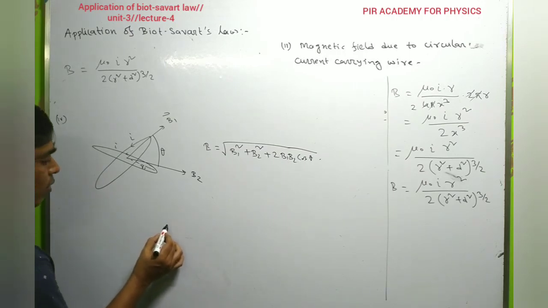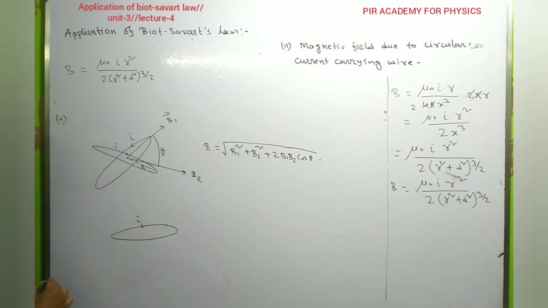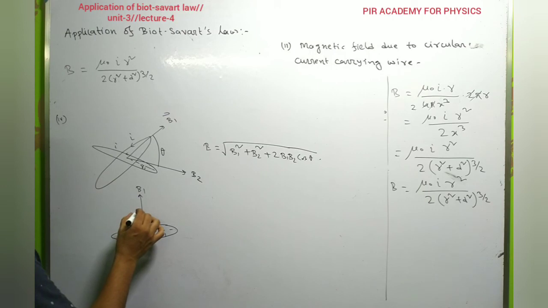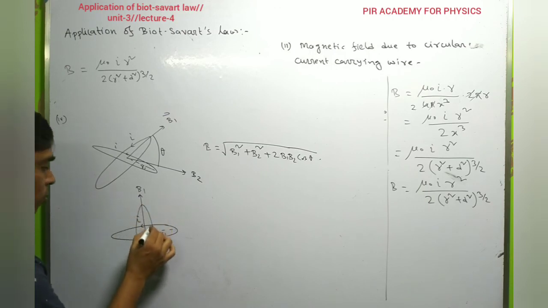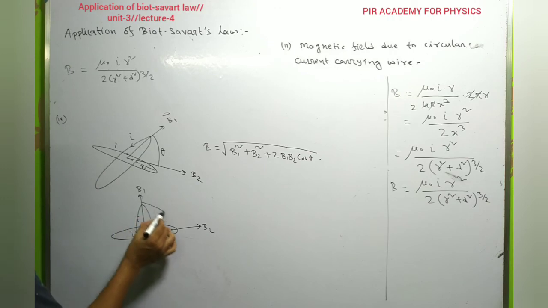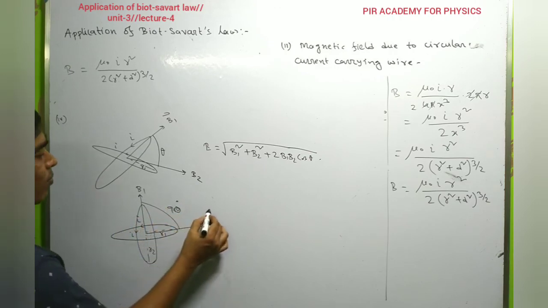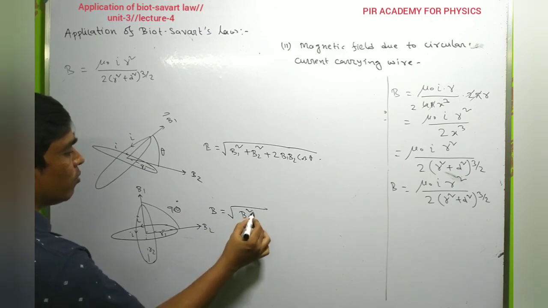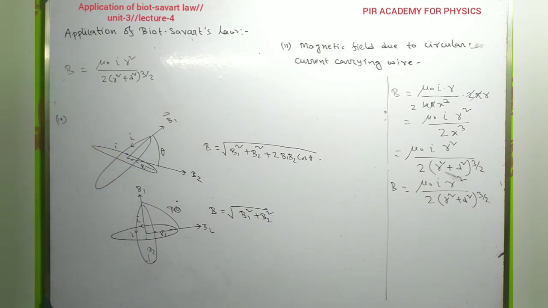Suppose the loops are perpendicular to each other. The magnetic field due to this loop will be B1, with radius R1. If you take another loop perpendicular to this loop, with radius R2, then the magnetic field will be along this direction. The angle is 90 degrees, so the magnetic field will be root over B1 square plus B2 square. So in this way you can calculate the magnetic field using Biot-Savart.